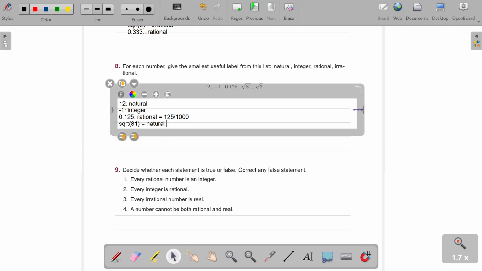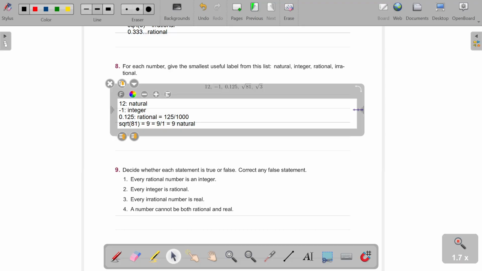Because it's equal to 9, right? So yes, square root of 81 is a rational number. More specifically, it's a natural number. Square root of 81 is equal to 9, which is equal to 9/1. But it's just 9, I should just leave it as 9. Yes, it's a rational number.